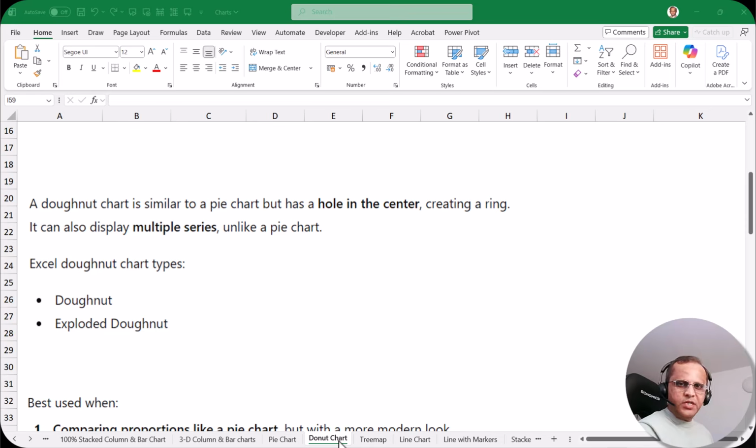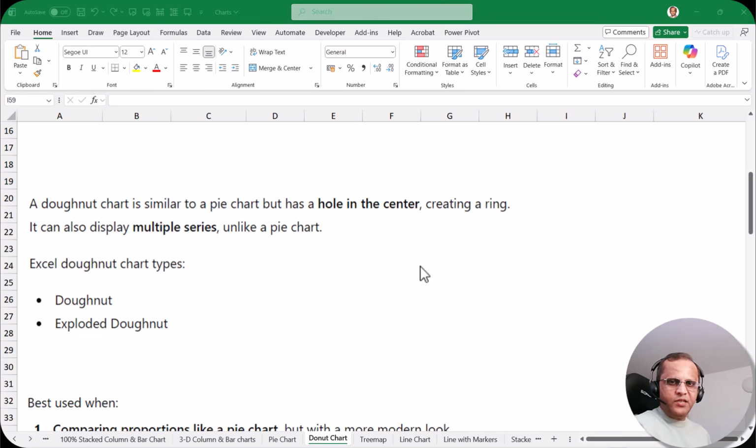In this particular sheet, that is donut chart, it says here a donut chart is similar to a pie chart as we know, but has a hole in the center creating a ring. It can also display multiple series unlike a pie chart. So in the normal pie chart, we can go for only one series, but in the donut chart, we can go for two series also or three series also.